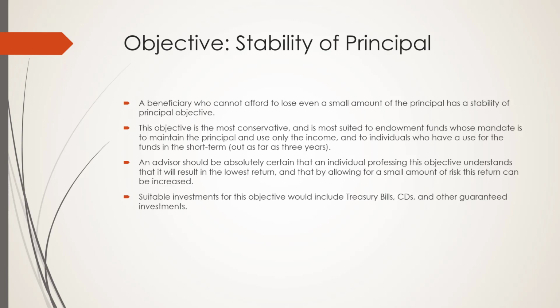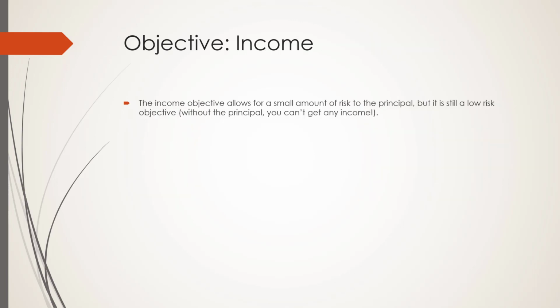With a treasury bill, I suppose you could lose some money if you sell before it matures, but that's unusual. And remember that treasury bills are very short-term investments, less than 1 year in original maturity. So it's unlikely that you would lose money on a treasury bill, and the interest is guaranteed by the government. The income objective allows for a little bit of risk, but it's still going to be very low risk, because you have to remember, if you lose the principal, you're going to get less or possibly no income. This objective is appropriate for beneficiaries who need to live on the income generated by the portfolio.